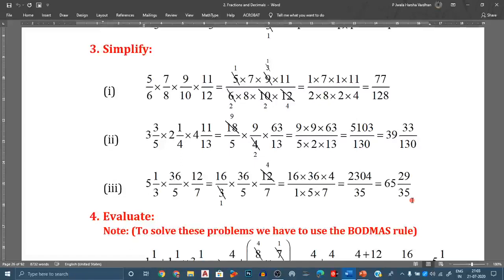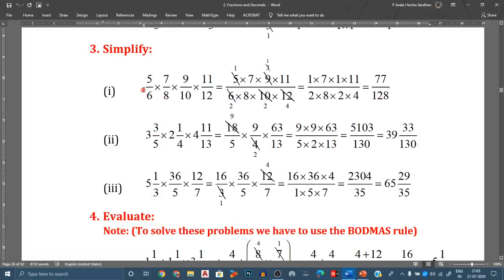Good morning, students. Now I am continuing the fractions and decimal chapters in exercise 2b, third main. This is simplify. Simplify means you have to reduce the given expression into the smaller form.